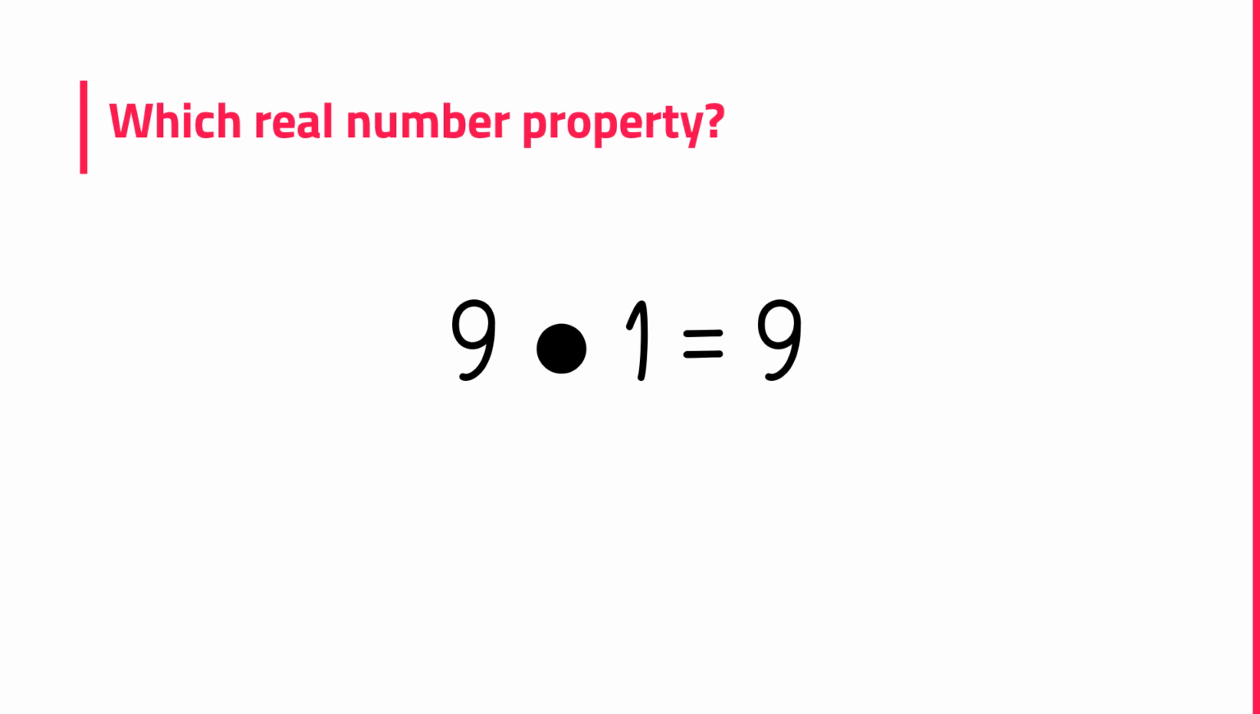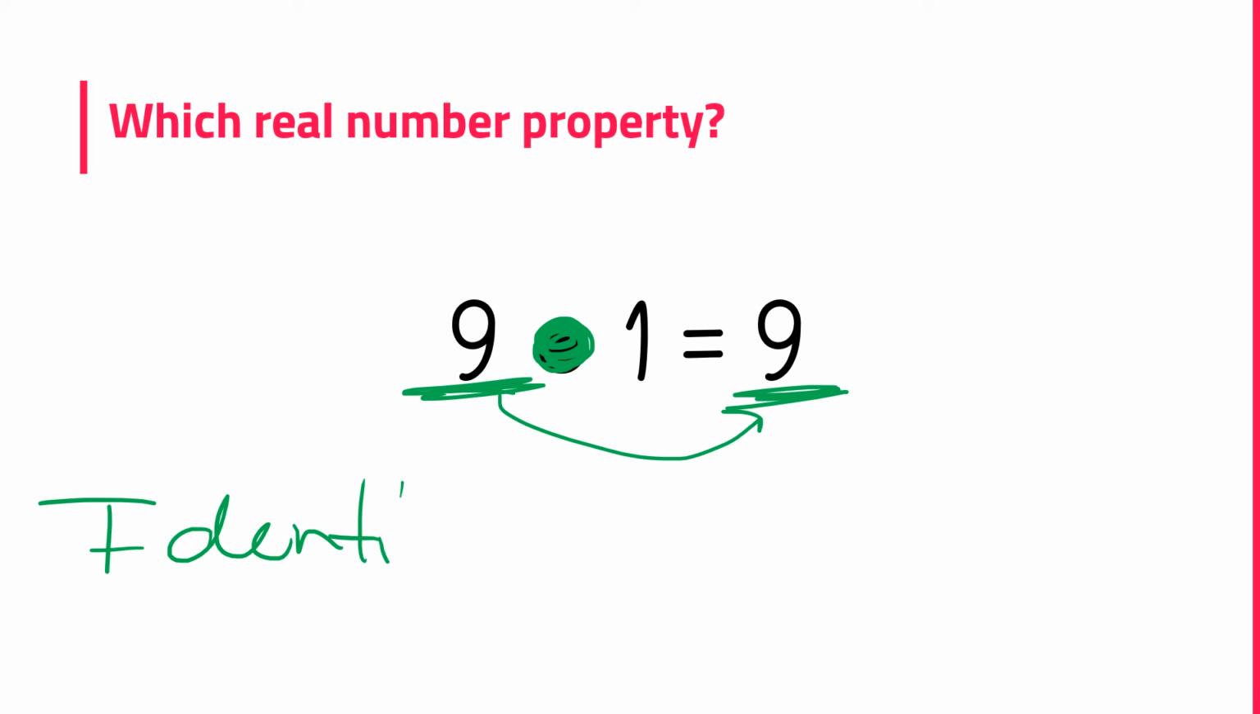Oh, this one kind of looks the same. See how we started with a 9 and we ended with a 9. It kept its identity, but this time we're multiplying. So this is the identity property of multiplication.